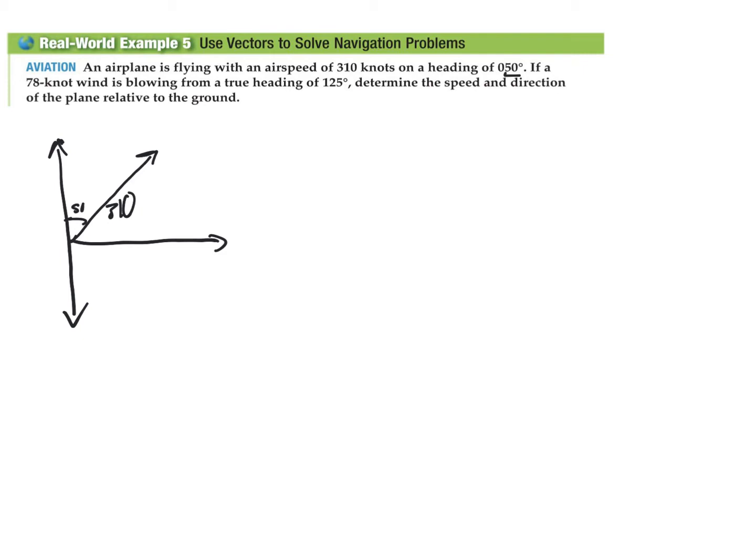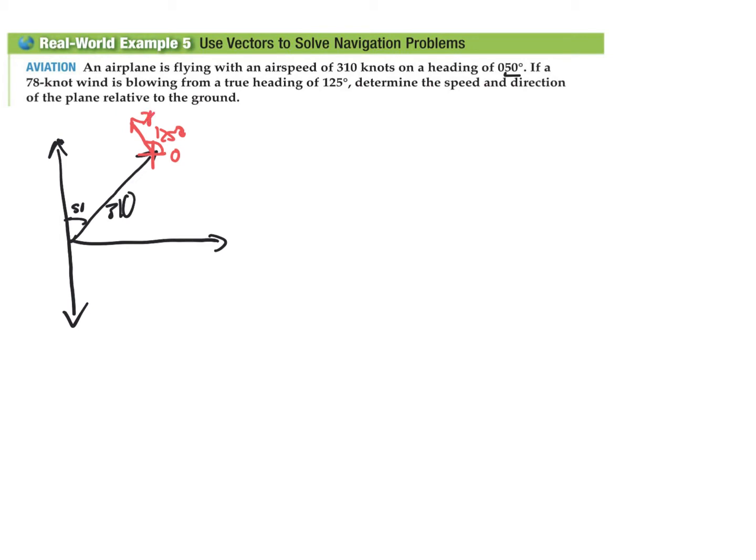Okay. If a 78 knot wind is blowing from a true heading of 125 degrees, determine the speed and direction. So once we get to that ending of that first piece, we're going to redraw our axes, and it's a true heading, which means that that's 0. So we're looking at 125 for 78 knots there. So this outer piece is 125 degrees, sorry, and this is 78 knots.